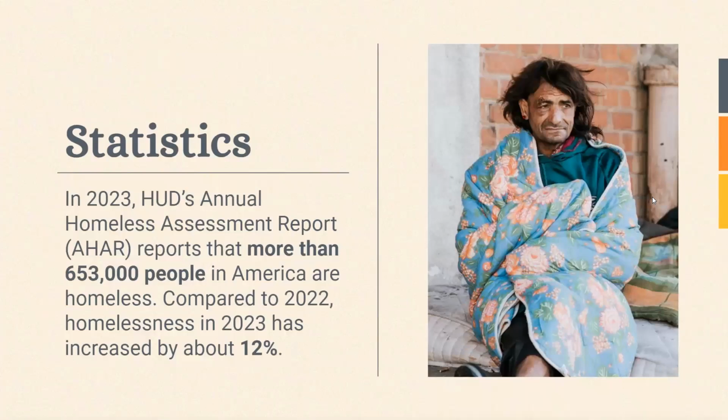In 2023, HUD's annual homeless assessment report reports that more than 653,000 people in America are homeless. Compared to 2022, homelessness in 2023 has increased by about 12%.